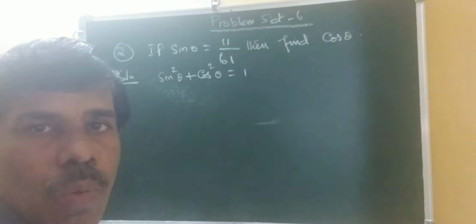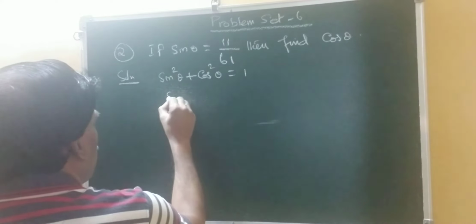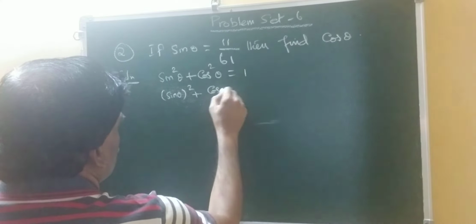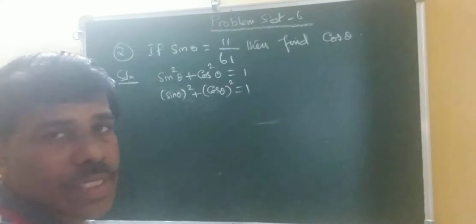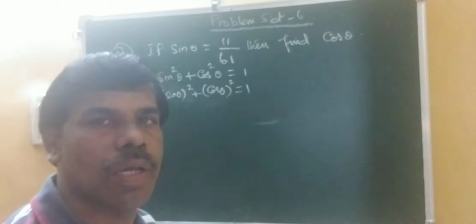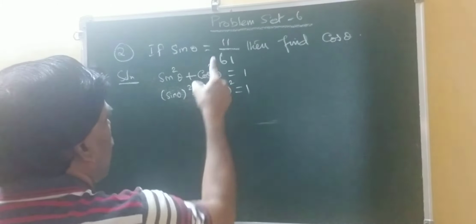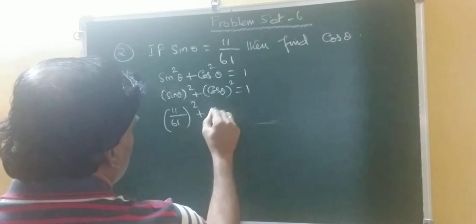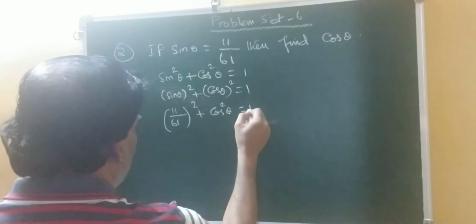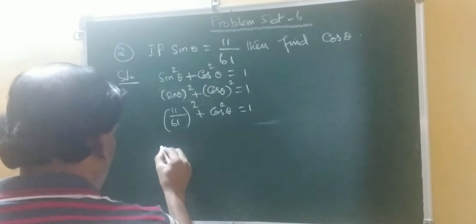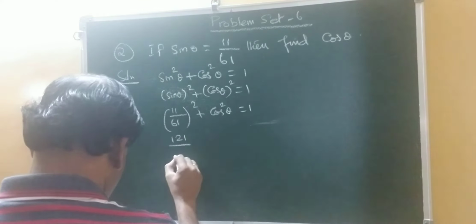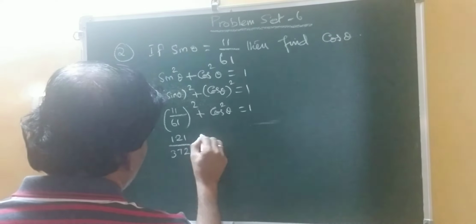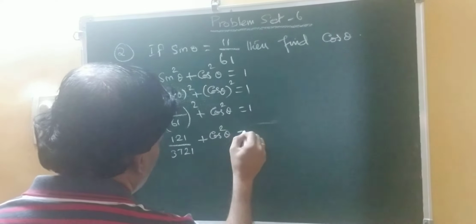Okay. Now sin square theta means what? Sin theta the whole square plus cos theta the whole square equal to 1. This is the meaning of that, right? So you don't get confused. So now you put the value of sin theta, 11 upon 61 the whole square plus cos square theta equal to 1. So 11 11s are 121 upon 3721 plus cos square theta is equal to 1.